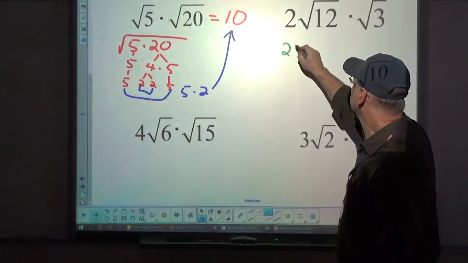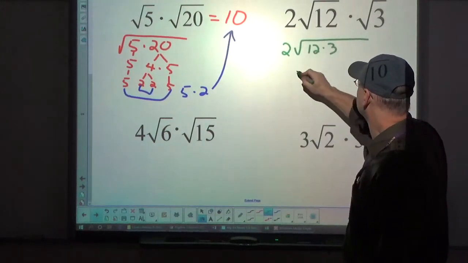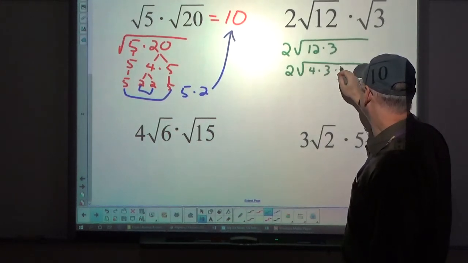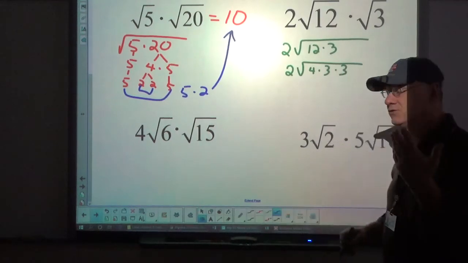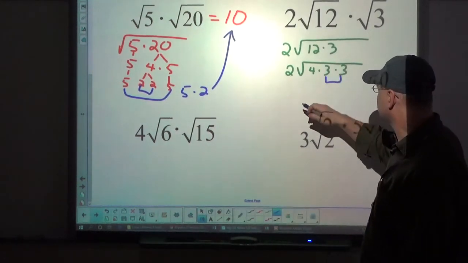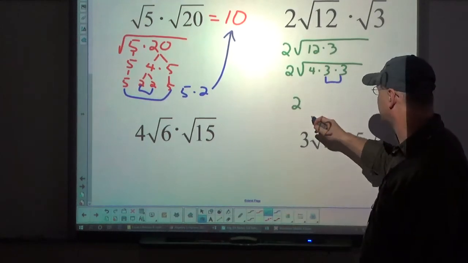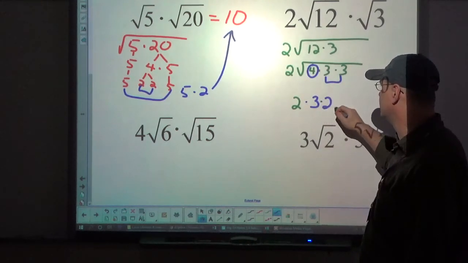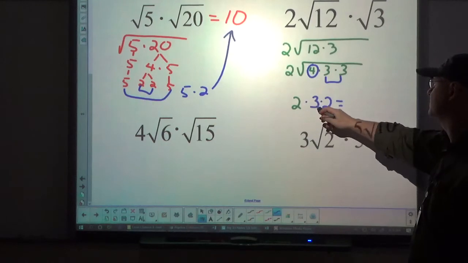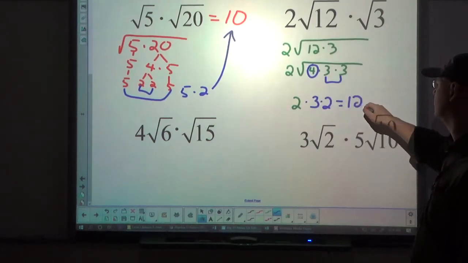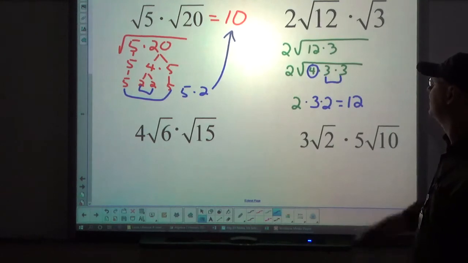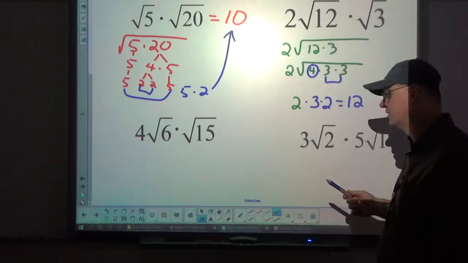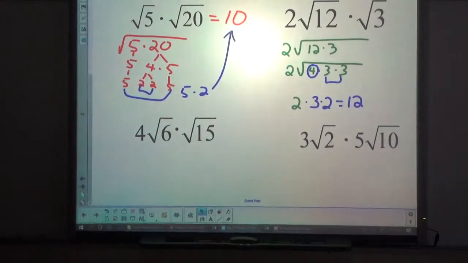Here, 2 square root 12 times 3. We know 12 is 4 times 3, and we have a 3. Now I'm going to do this one a little shortcut way. I've got a pair of 3s, I pull one out. Now I already have a 2 on the outside. I'm pulling out a 3, and we know the square root of 4 is 2. There's nothing left inside. 2 times 3 is 6 times 2 is 12. I could have multiplied these together and gotten 36. Square root of 36 is 6 times the 2 is 12. You give these two a try, and we'll do them out.